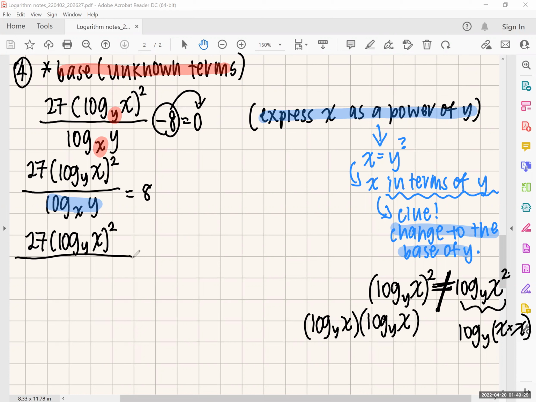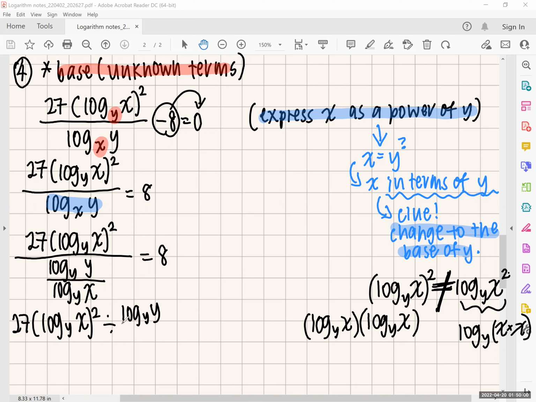The whole thing over, and remember this line is longer. So let's apply the change of base, which I know must be log y, right? And the bigger person is on top, the smaller person is below. And this whole thing is equal to 8. So to make it less confusing, I'll rewrite it properly. This is 27 log y x squared. This line is a divide by log y over log yx is equal to 8.